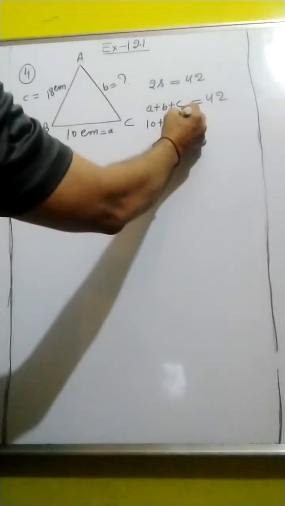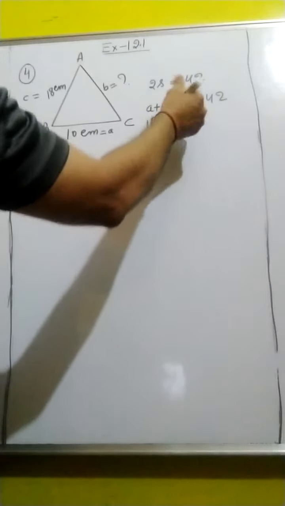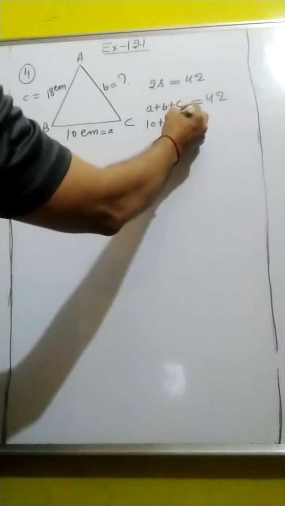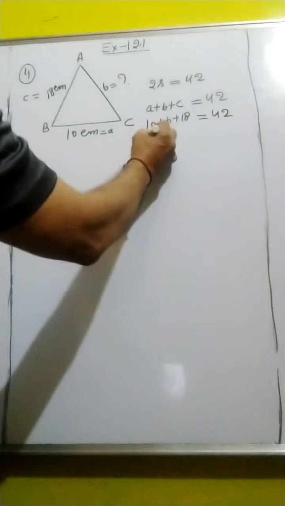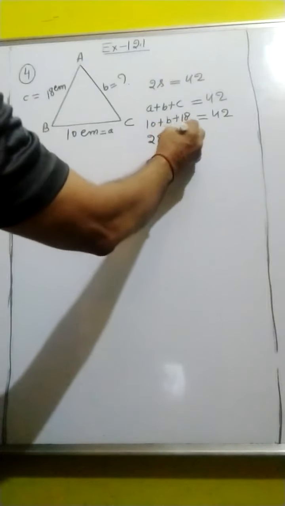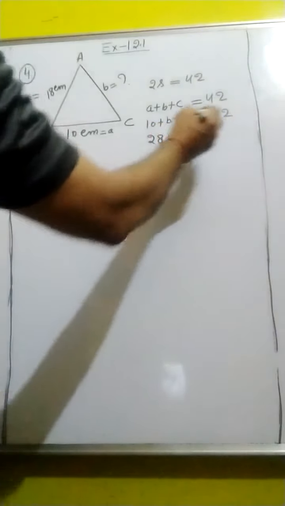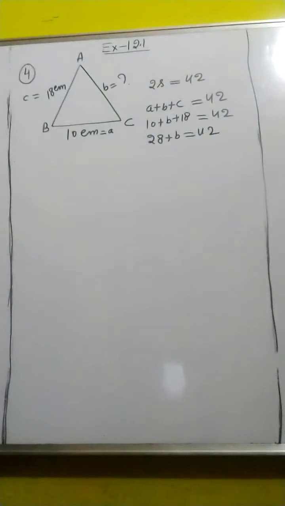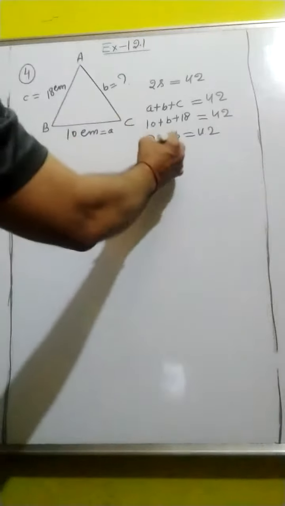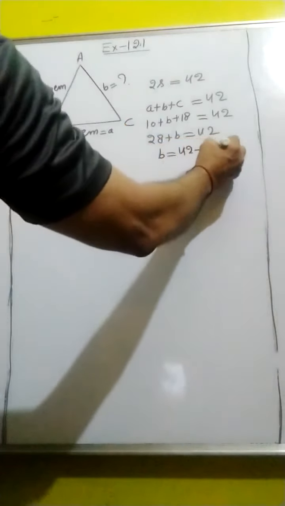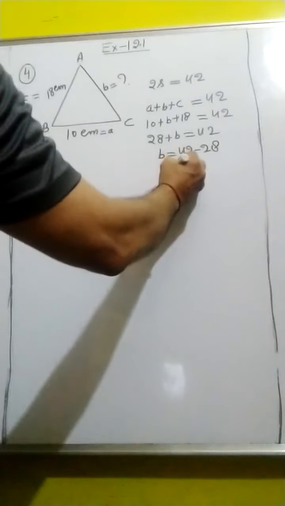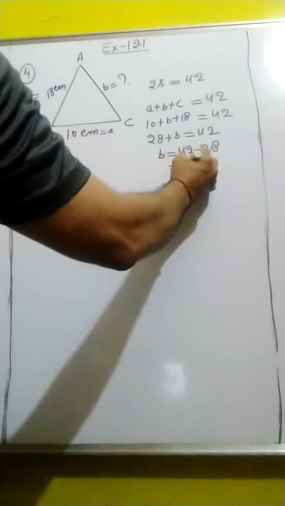and b we have to calculate. So 10 plus b plus 18 equal to 42. So 28 plus b is equal to 42. So the value of b will be 42 minus 28, that is 14.